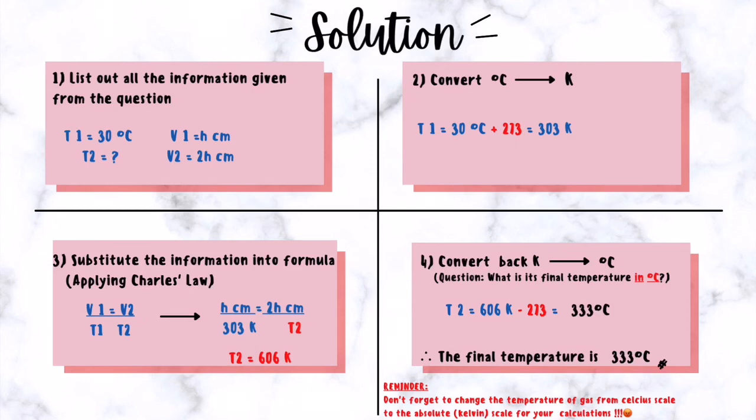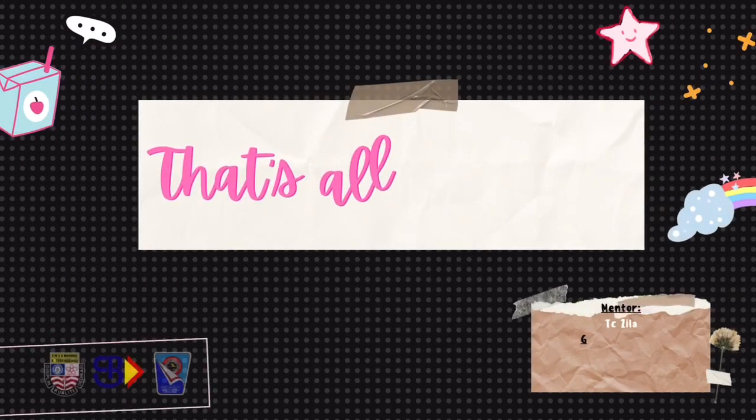The third step is to substitute the information into the formula, applying Charles' law. After doing all the calculations, the answer you should get is the final temperature is 606 Kelvin. The final step is to convert back the Kelvin into degrees Celsius. This is important because the question explicitly states to give the final answer in degrees Celsius. Therefore, 606 Kelvin becomes 333 degrees Celsius.